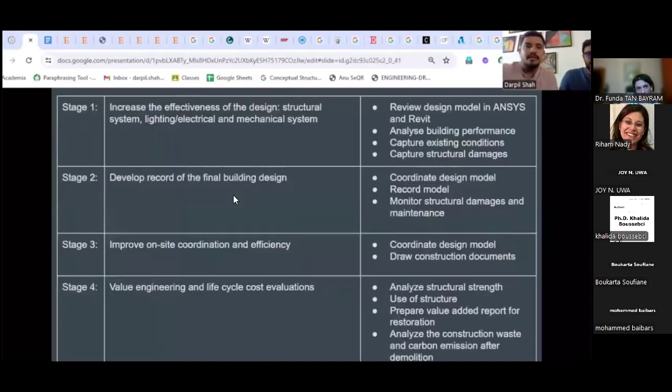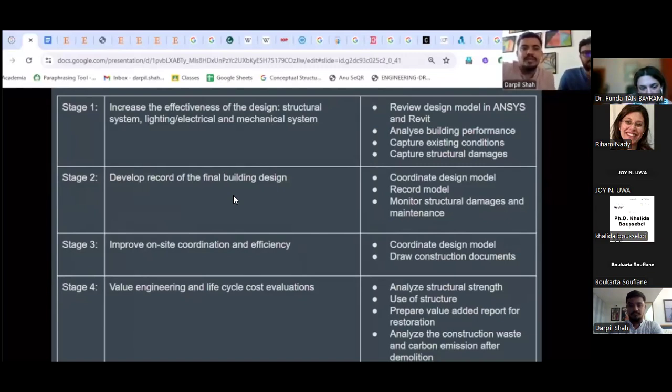So in stage 1, increase the effectiveness of the design, where structural system, lighting, electrical, and mechanical system will be incorporated into the ANSYS or the Revit software, where analysis of the building performance will be checked, capturing the existing condition and capturing the structural damages in the building. Develop record of the final building design. So this will be our stage 2, where the model will be monitored with the structural damages and the maintenance, which is developing throughout the duration.